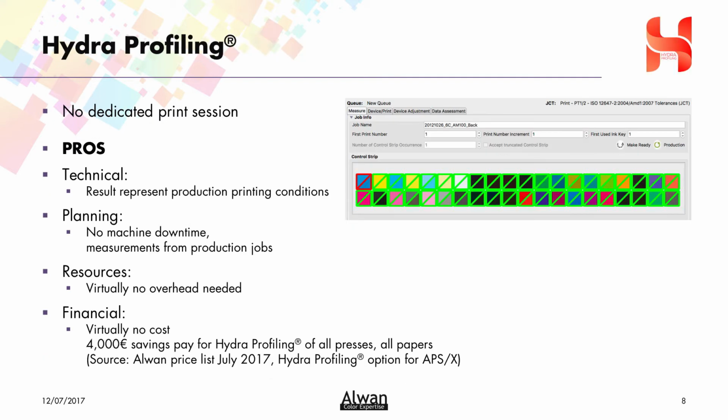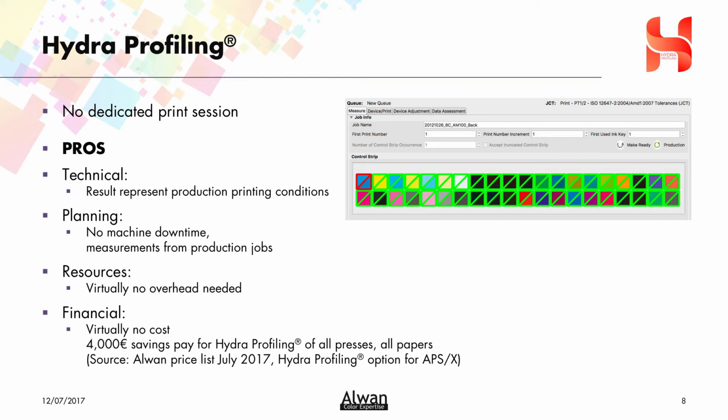Now, with Hydra profiling, we do not need to print IT8s. We print a control strip. For an analog process, we only need 40 patches. And by printing this control strip, or these 40 patches included in a color bar, during production, we are able to model the ink and paper, and more generally, the colorant and substrate interaction with light, and to build the press profile without any dedicated print session.